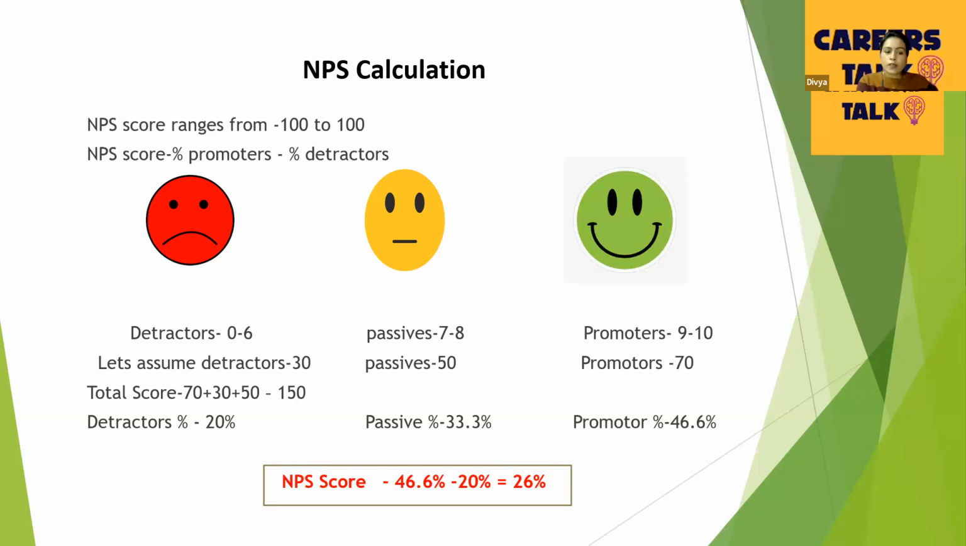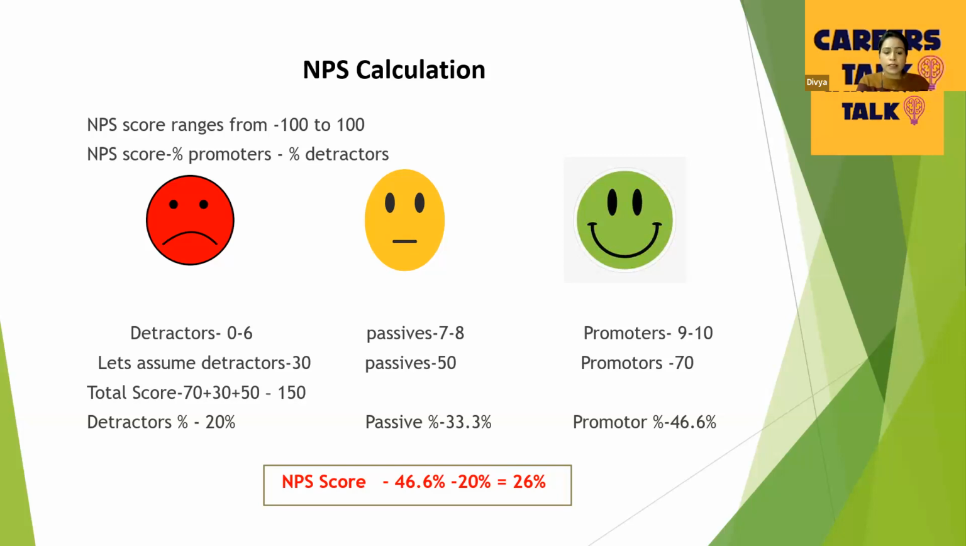So total score is like 70 plus 30 plus 50. That gives you 150. So total score is 150. And now percentage is a simple percentage calculation, which says that detractors is 30 by 150 into 100. That gives you 20%. Whereas passives percentage is 50 divided by 150 into 100. That gives us 33.3%. And the promoters percentage is 46.6%.